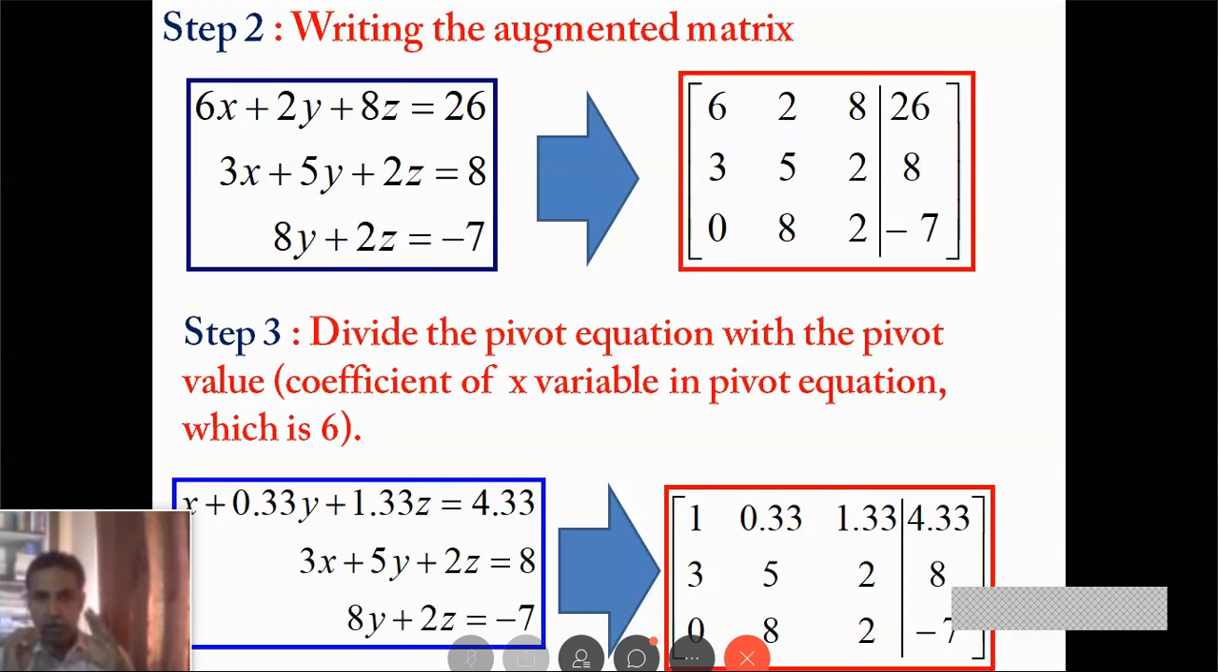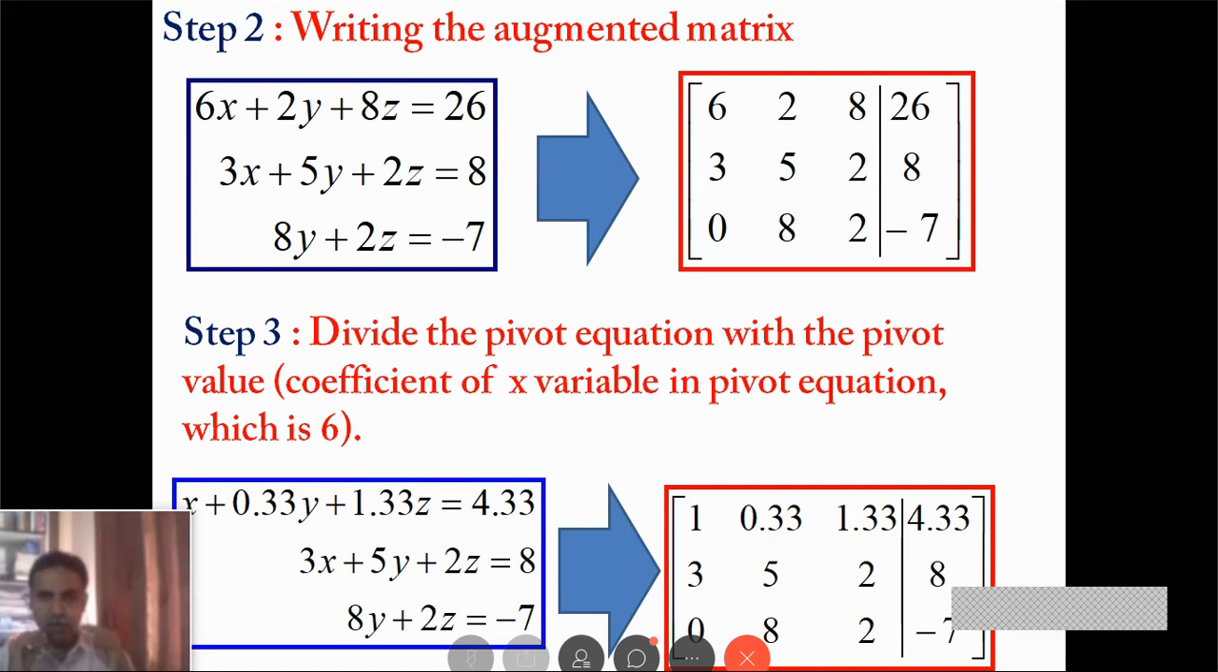Now, the three equations which are already positioned are listed here in step 2, and then we need to write the matrix form. We are trying to prepare the augmented matrix of these equations. Nothing confusing here. You look at all the coefficients x, y, and z of equation 1, and you move them to the first row of the matrix on the right. You look at the 3x, 5y, and 2z coefficients for the second row of the matrix, and 0x plus 8y and 2z for the third row of the matrix. And you see the last column of the matrix.